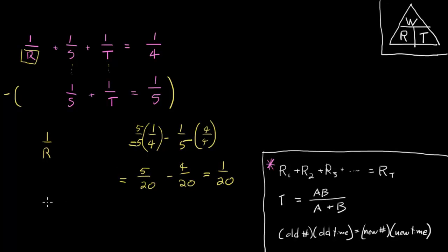Which means my whole equation now is just 1 over R equals 1 over 20. Well, I can just flip both of these to get R equals 20. And we said early on that R is going to be directly our answer. That will be directly the time it would take R to do that one single job. So 20 is our answer, which shows up in answer choice E.